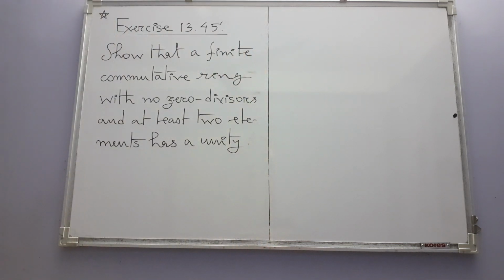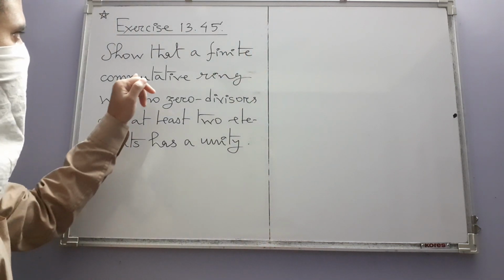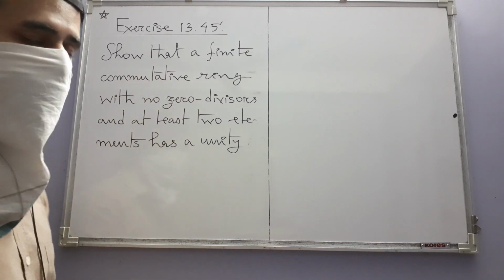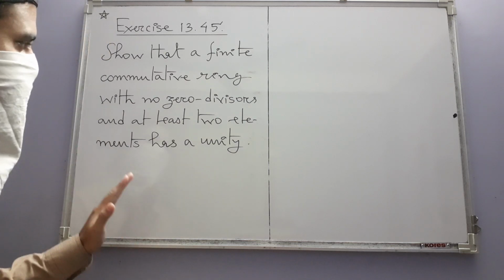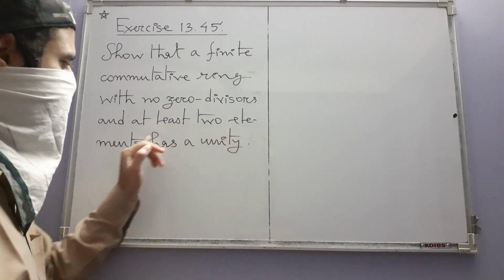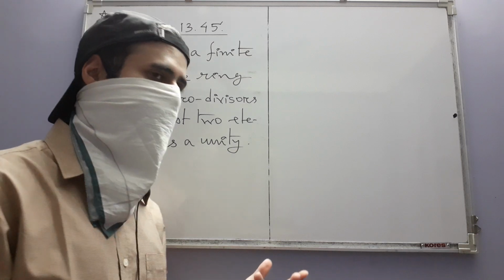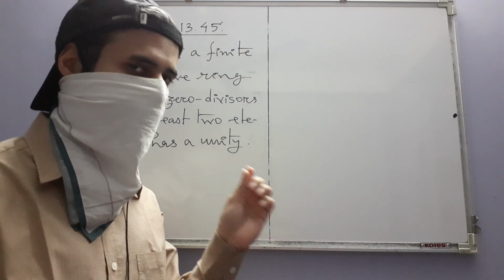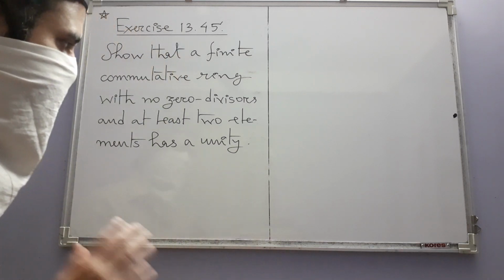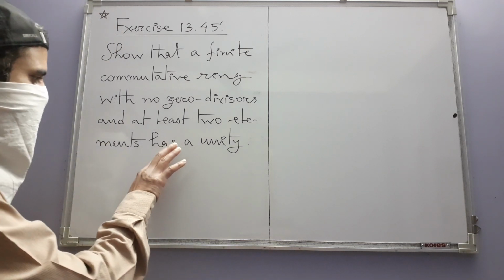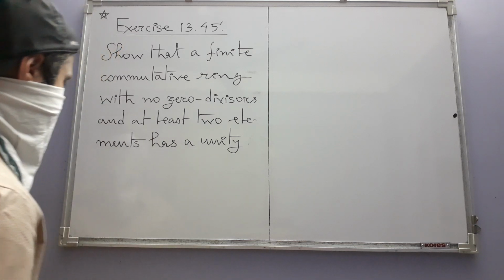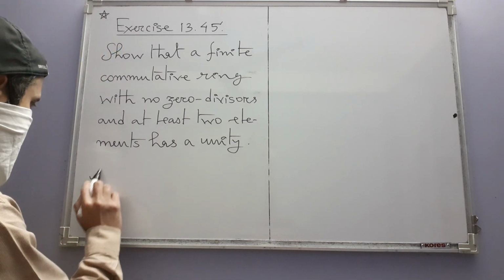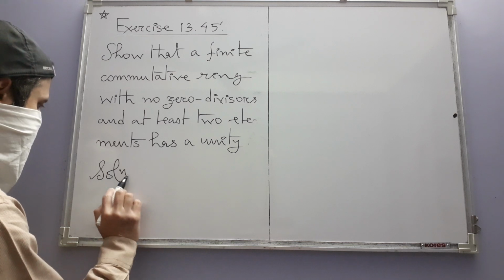Okay, so let's now see this next one. Here we are given a commutative ring which is finite and it has no zero divisors. Also, it's given that the ring has at least two elements. That means it's not the zero ring which has only the zero element in it. Then we have to prove that it has a unity, an identity with respect to multiplication. Okay, so here the solution goes like this.